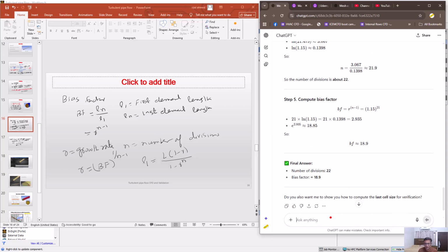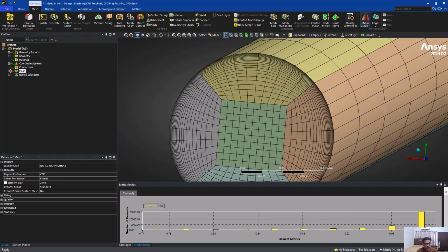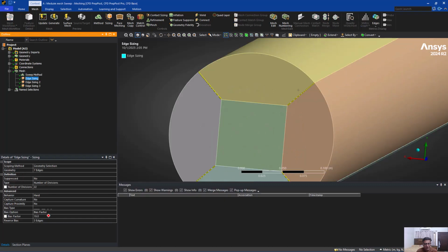So let's say the number of divisions is 22, because the power n minus 1 is there, so 21 is there. You can either use a biasing factor of 18.9, or you can use a number of divisions like 22, it will be the same, but you can either use the ratio as 1.15 or a biasing factor of 18.9. So what I did is that I used a biasing factor of 19. If you change it to the smooth transition and the growth rate is 1.15, you will get the same thing as well. For example here.